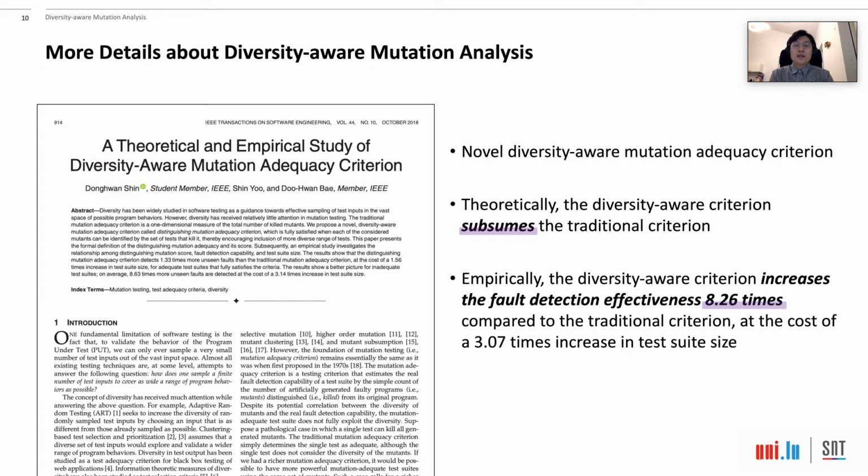Of course, it is not free. It also increases the test suite size around 3 times. However, it is very true that the increase in fault detection effectiveness is clearly much more than the increase of test suite size.